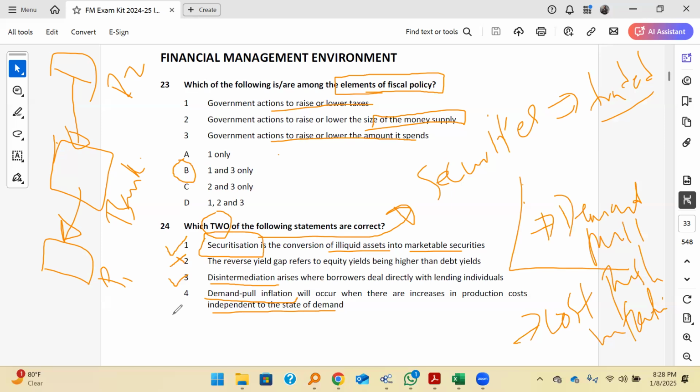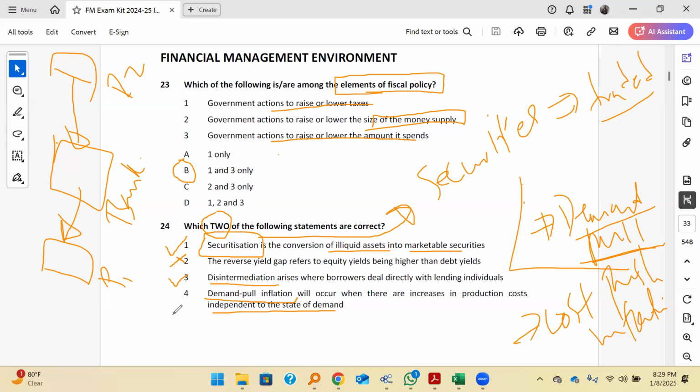So demand pull inflation just means that if there is a lot of demand for something, then by the principles of demand, the price is going to increase. So that is what demand pull inflation is. Because there is so much demand for something, the cost of it increases, and therefore inflation occurs.